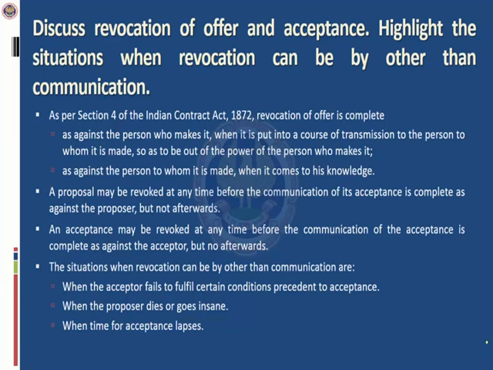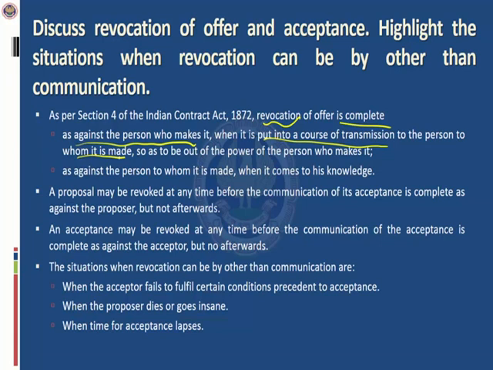Now, once I've given my offer and acceptance, and once I know how the communication will be complete, I also need to know what is revocation of this offer and acceptance, and when revocation can be other than by communication as well. Section 4 of the Indian Contract Act 1872 talks about it. It says revocation is complete as against the person who makes it, that is, in case I want to revoke it, when it is put into a course of transmission to the person to whom it is made, and the person who has made that revocation cannot revoke that revocation now.